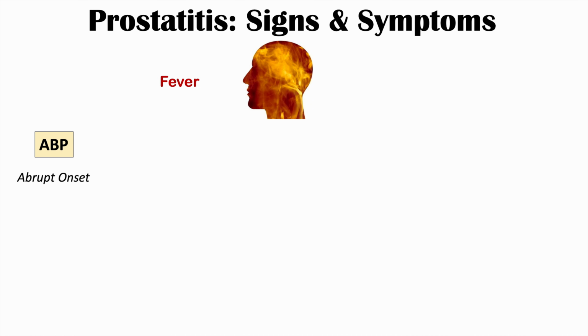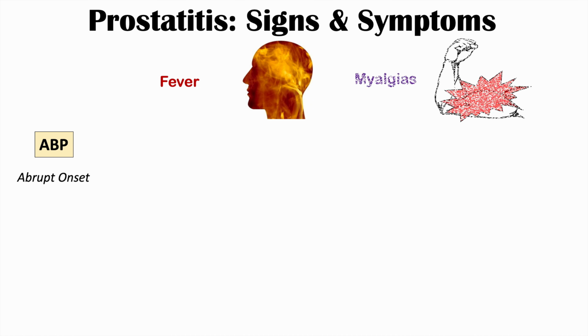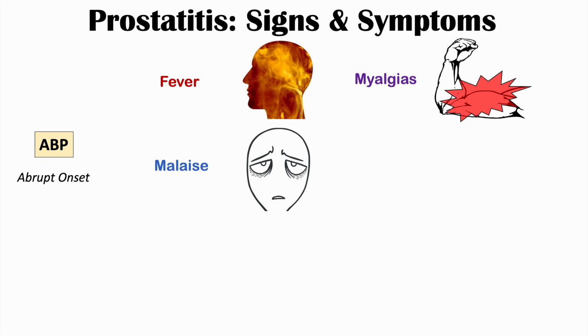Okay, now let's talk about the signs and symptoms of prostatitis. We're first going to talk about type 1 prostatitis or acute bacterial prostatitis or ABP. The signs and symptoms of acute bacterial prostatitis have an abrupt onset. Because this is a bacterial infection of the prostate gland, it's going to cause a fever. The body's going to mount a fever to the infection. There's also going to be myalgias or achy muscles. And because this is an infection, patients often feel unwell. They feel ill, so they have malaise.